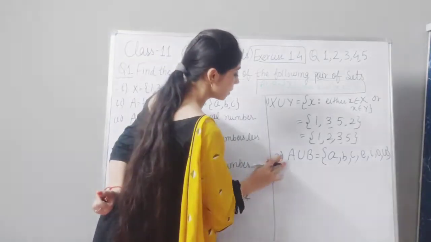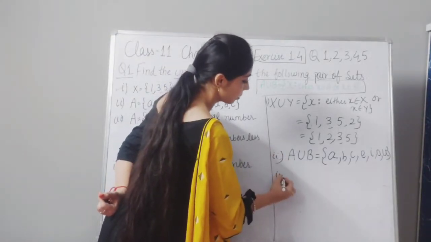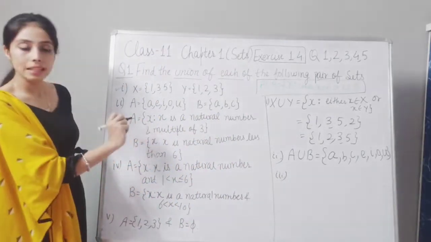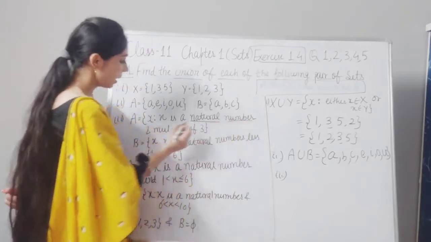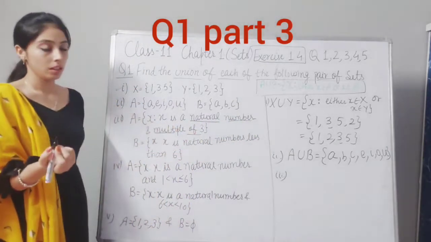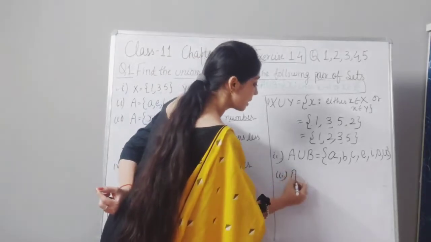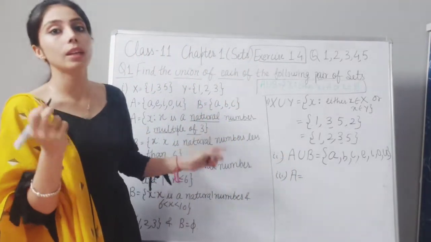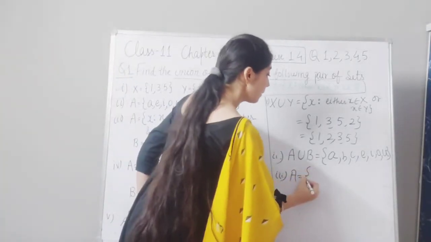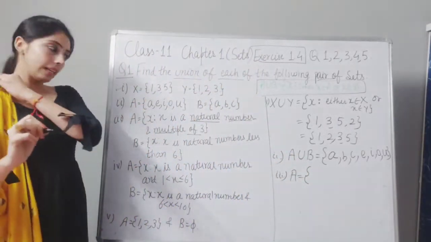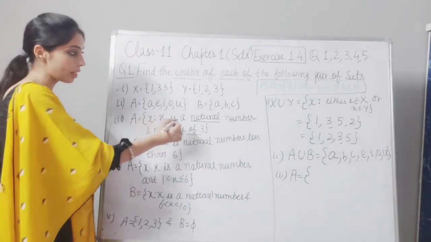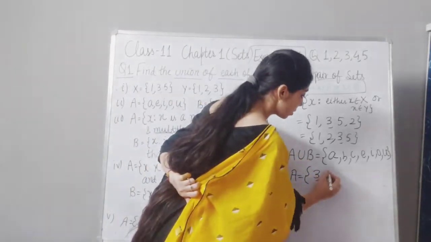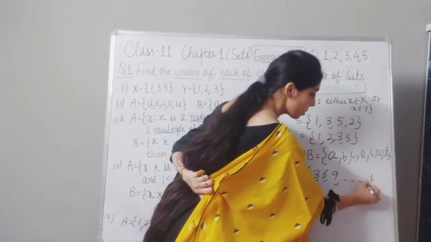Now we will discuss part 3. Here A is those x such that x is a natural number and a multiple of 3. This is a set builder form. We already know that this is a set builder form. By this we can build a set. Which type of elements does A contain? This contains those x which are natural numbers and multiples of 3. These will be 3, 6, 9 and so on.